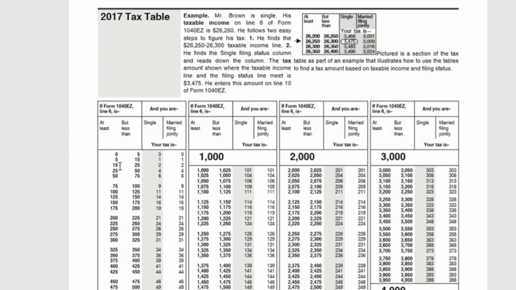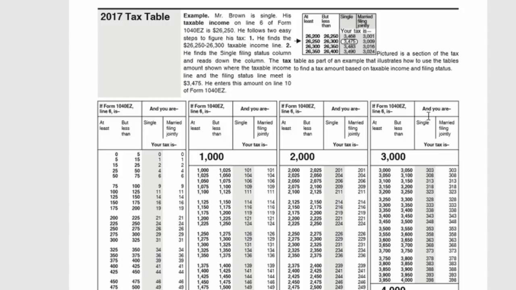A quick reminder of how to read this. The first two columns are the amount that you're looking for. The first column says at least, and the second one says but less than. So if your amount is in the left side, that is the line you're going to use. And if you're single, you'll use the third column. And if you're married and filing jointly, you'll use the fourth column.